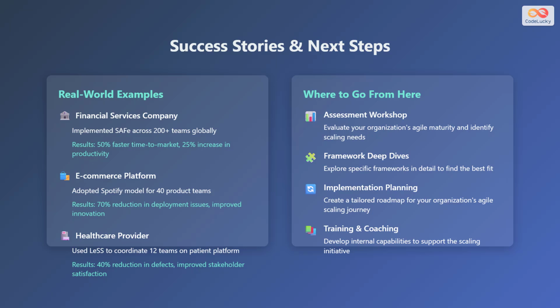Several organizations have successfully scaled Agile. For example, a financial services company implemented SAFe across 200+ teams globally, resulting in 50% faster time to market and a 25% increase in productivity. An e-commerce platform adopted the Spotify model for 40 product teams, achieving a 70% reduction in deployment issues and improved innovation. Additionally, a healthcare provider used LeSS to coordinate 12 teams on a patient platform, leading to a 40% reduction in defects and improved stakeholder satisfaction.